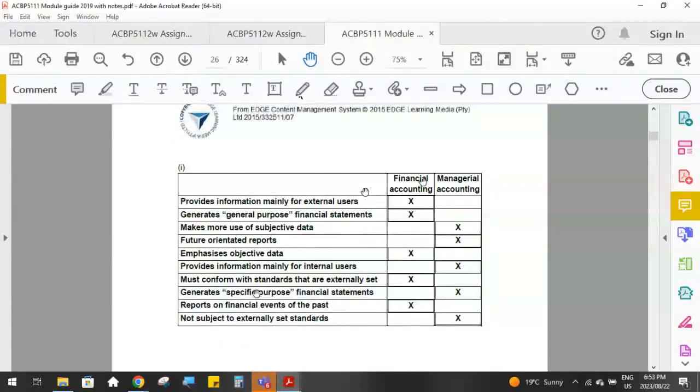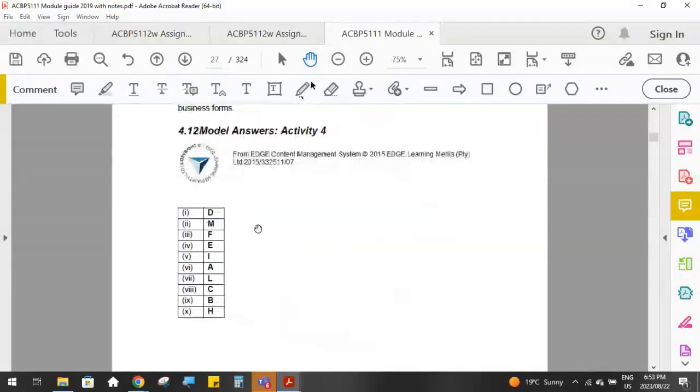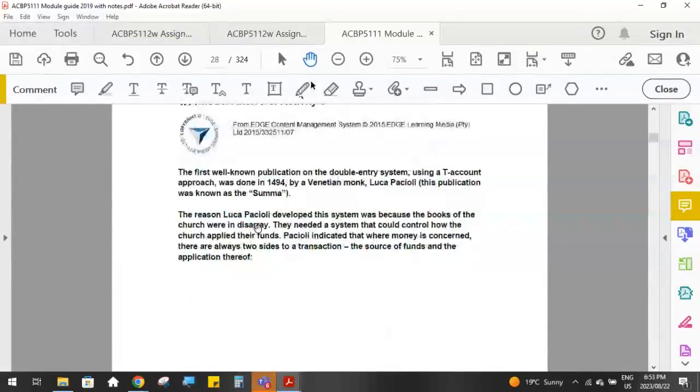Again, this is in your textbooks, so I'm not going to go through that in detail, but make sure you do understand the difference between those two things.